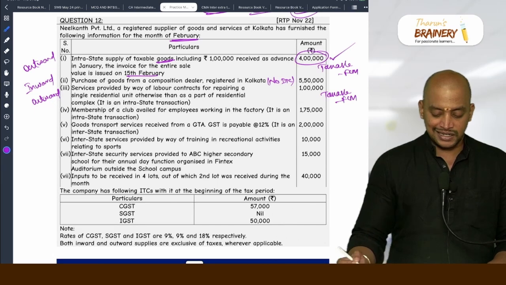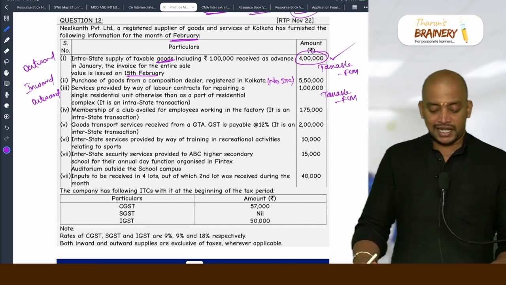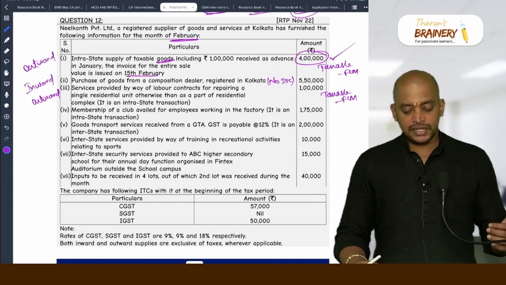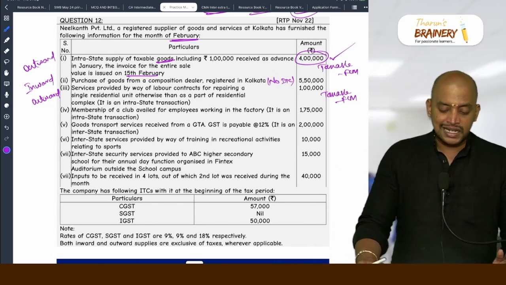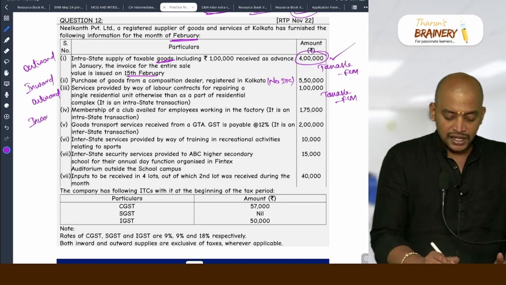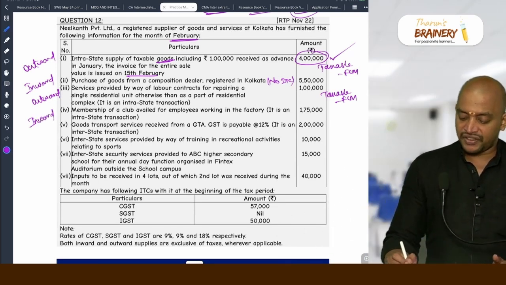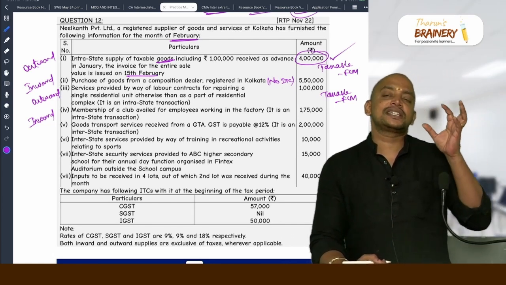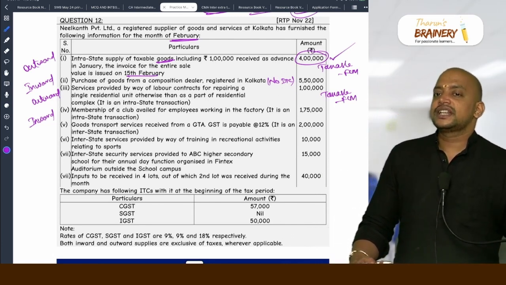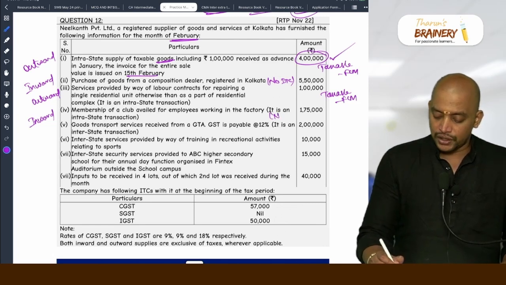We don't have any RCM for this. Then membership of a club availed for employees working in the factory, it is an intrastate transaction. Inward or outward? Inward. Blocked credit. Membership of club availed for employees working in the factory, and nowhere it is given that it is under a statutory obligation. Due to that reason, no ITC. Blocked credit.